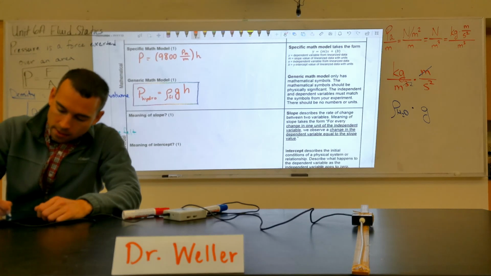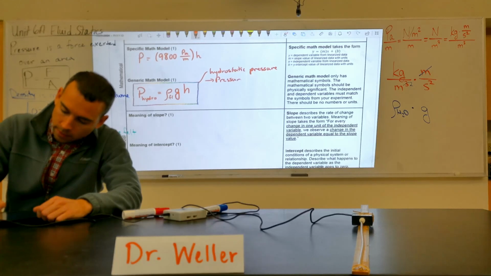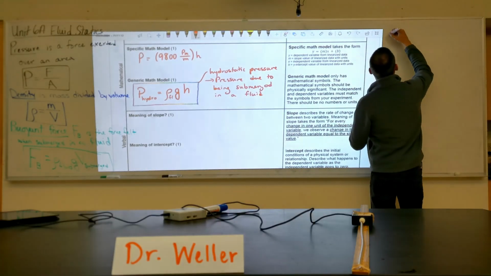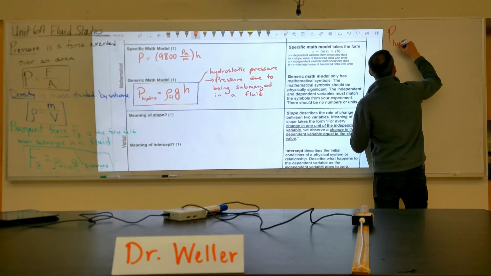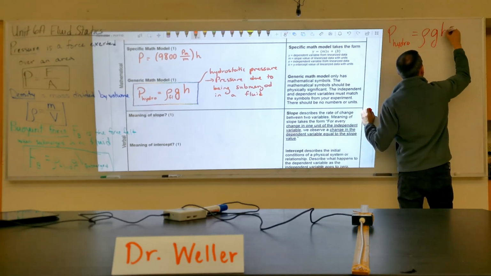That is hydrostatic pressure, which is a special kind of pressure that is pressure due to being submerged in a fluid. P hydro equals rho g h.